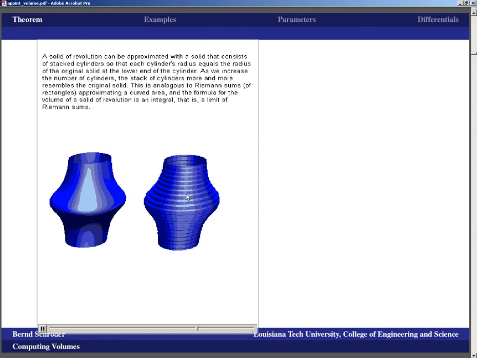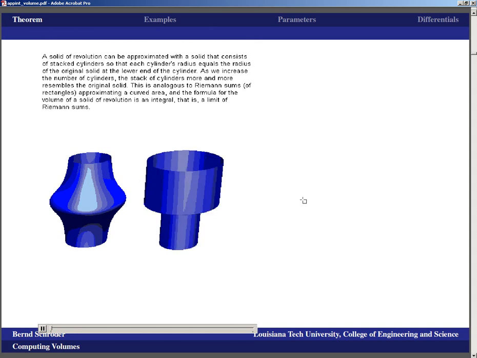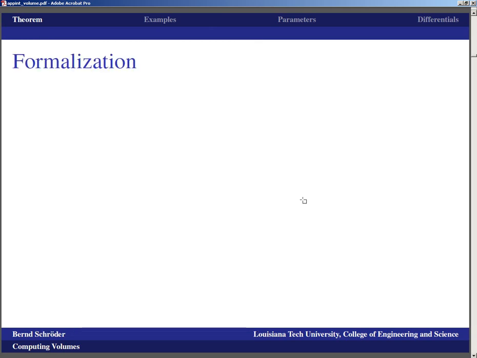And so as we use more and more cylinders, making a finer and finer approximation, it seems that we should be able to approximate 3-dimensional volumes through volumes of cylinders. Let's let this run its course one more time. And okay, so now how do we formalize that?